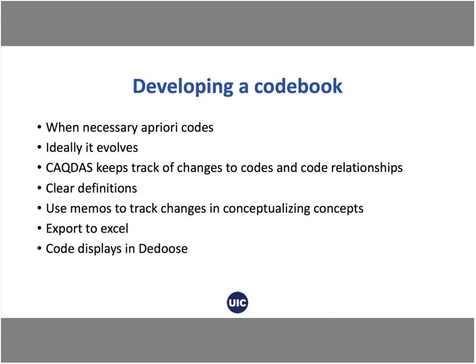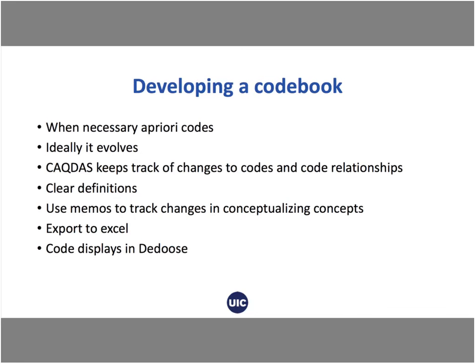So in developing a code book, I want to show you an example of a couple code books. When it fits your research and fits your method, a priori codes make a lot of sense. You can have some codes that you know in the data you're going to be looking for because they're tied to your research question or they're aligned with your focus group guide. If you're doing more grounded theory, you may have no a priori codes because you want the codes to really emerge from the data through the memoing process. But ideally, a code book evolves as you go through the process. And computer-assisted qualitative data analysis can keep track of the changes to the codes and the code relationships.